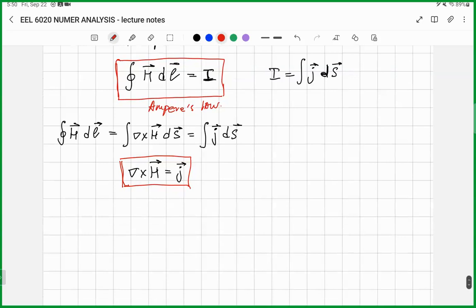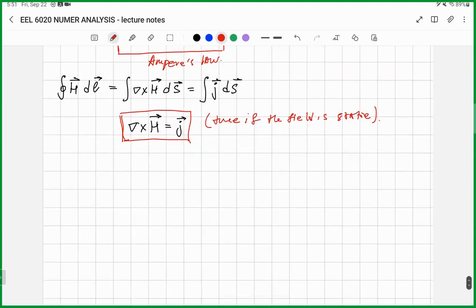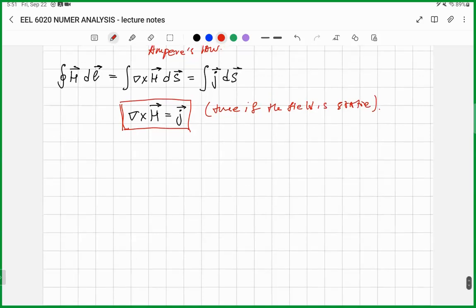Current density. So this is not the final result, because this result is true if the field is static. And in the AC field, the alternating field, this result is going to change, and we're going to discuss how.